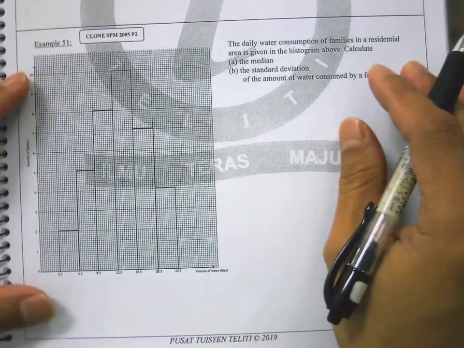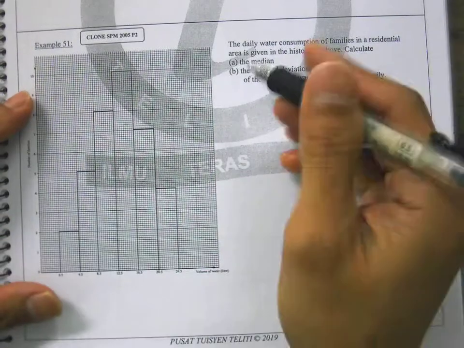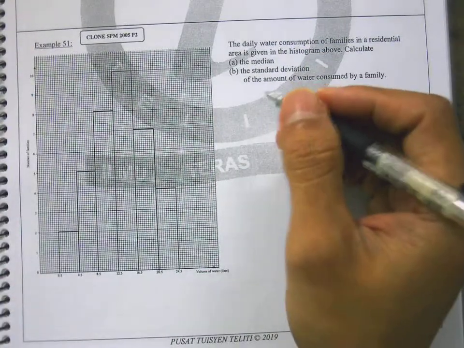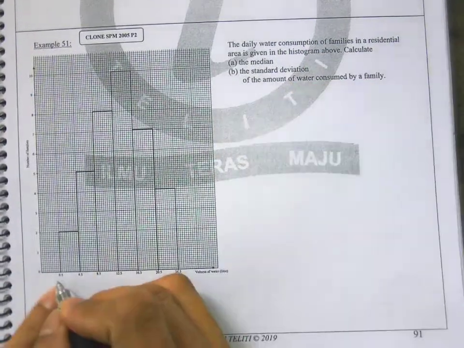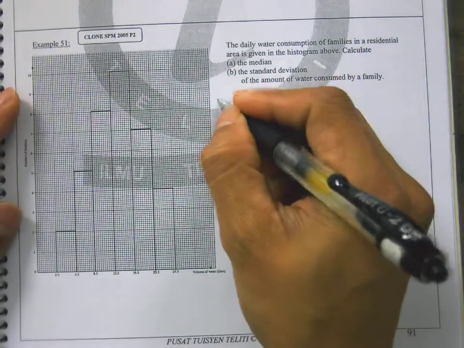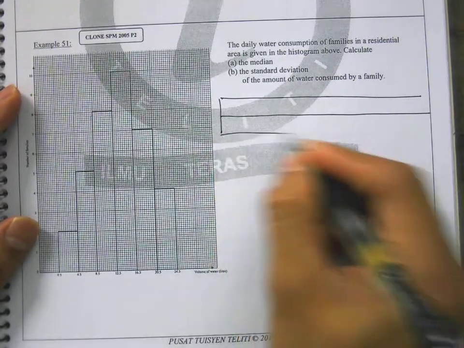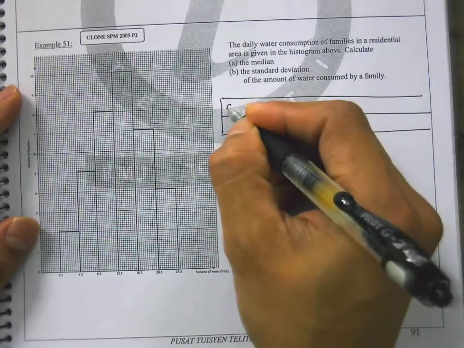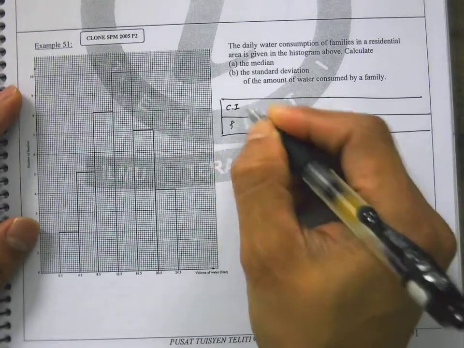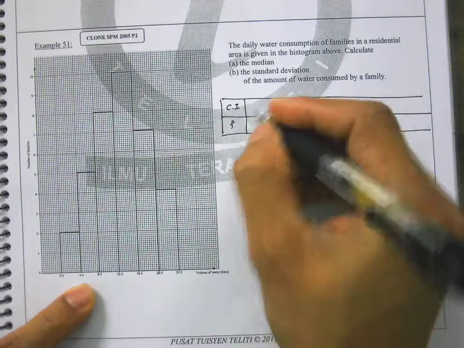You are given a histogram, and from the histogram you're supposed to find the median. Always remember what you're getting from a histogram: this is your upper and lower boundary. So I suggest we draw up a table. This is your class interval, this is your frequency. My smallest class interval is from 1 to 4.